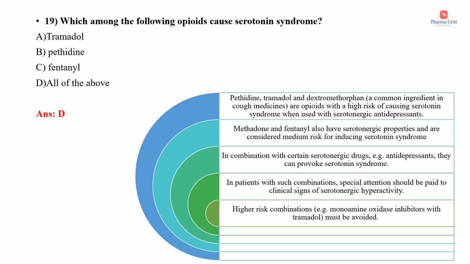Pethidine, tramadol and dextromethorphan are opioids with a high risk of causing serotonin syndrome when used with serotonergic antidepressants. Dextromethorphan is a common ingredient in cough medicines. Methadone and fentanyl also have serotonergic properties and are considered medium risk for inducing serotonin syndrome. In combination with serotonergic drugs, for example antidepressants, they can provoke serotonin syndrome. In patients with such combinations, special attention should be paid to clinical signs of serotonergic hyperactivity. Higher risk combinations, for example monoamine oxidase inhibitors with tramadol, must be avoided.